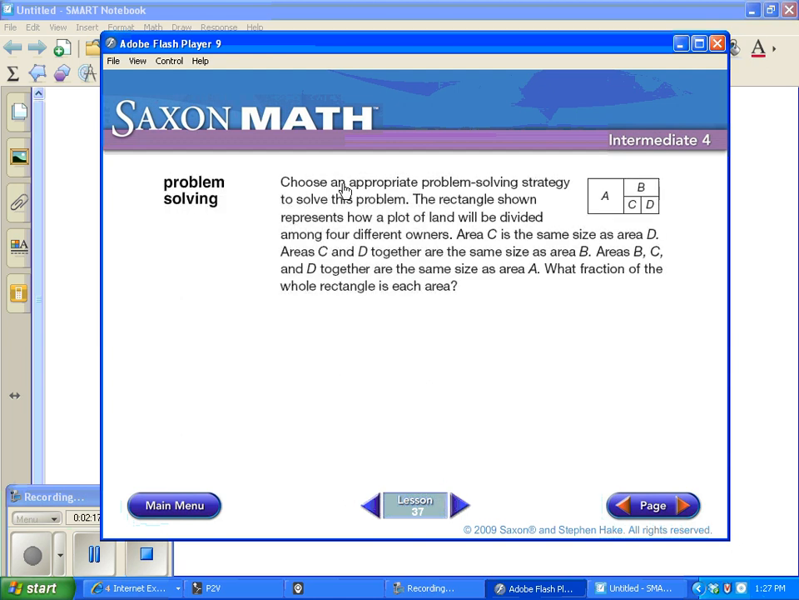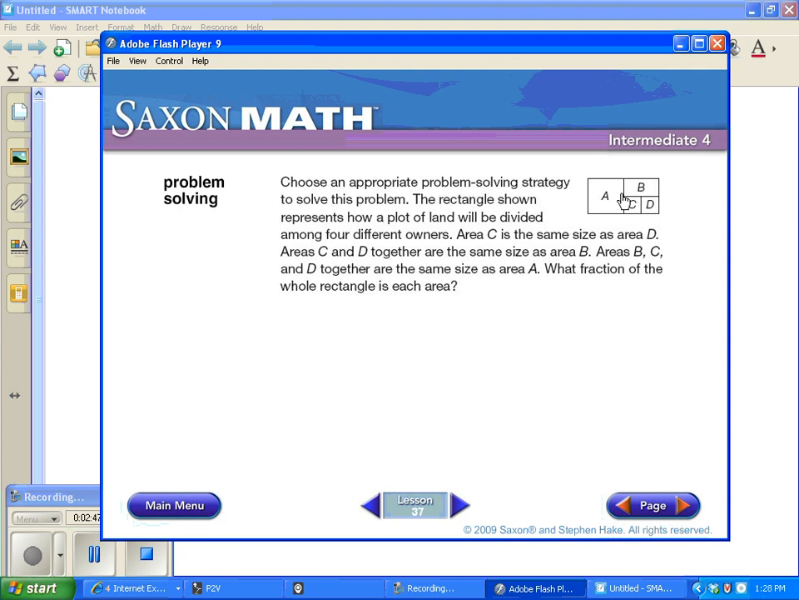Problem solving tells us to choose an appropriate strategy. The rectangle shown represents how a plot of land will be divided among 4 different owners. Area C is the same size as Area D. Areas C and D together are the same size as Area B. Areas B, C, and D together are the same size as Area A. What fraction of the whole rectangle is each area?